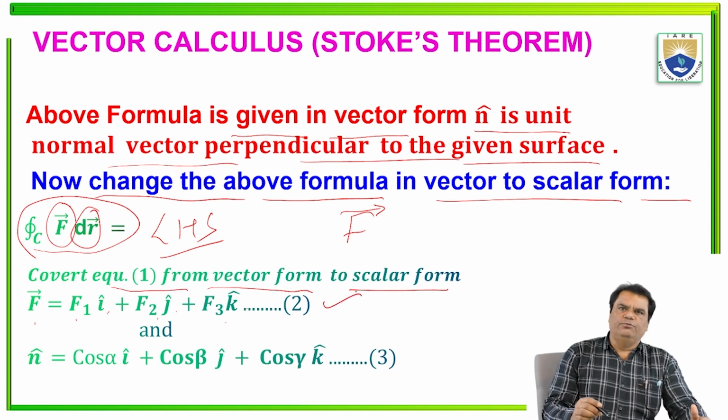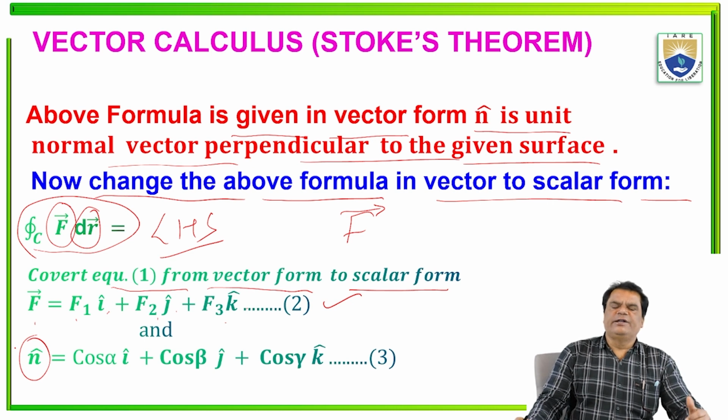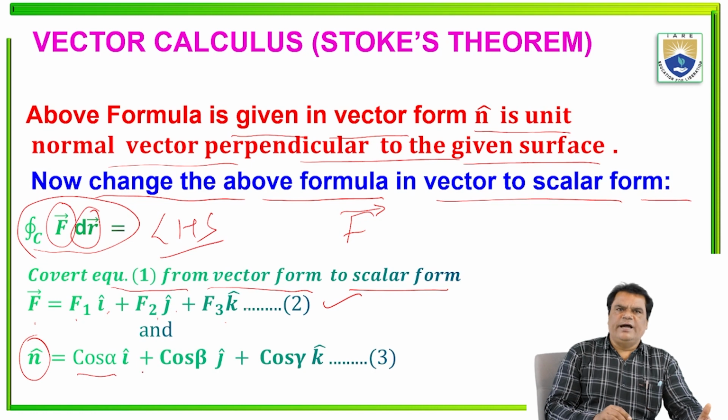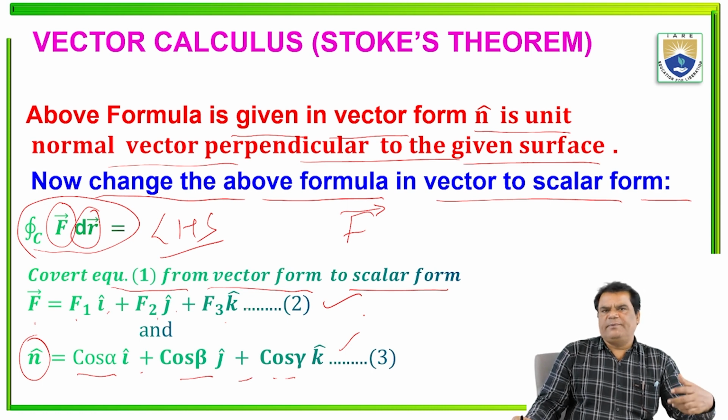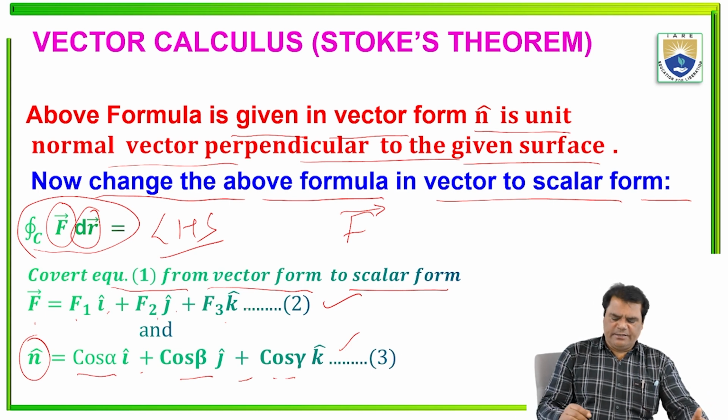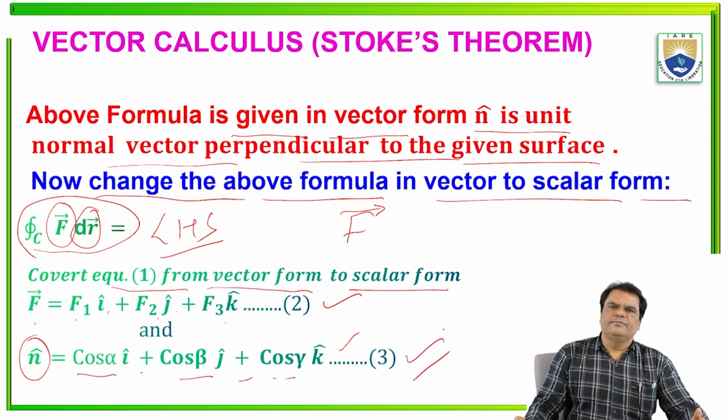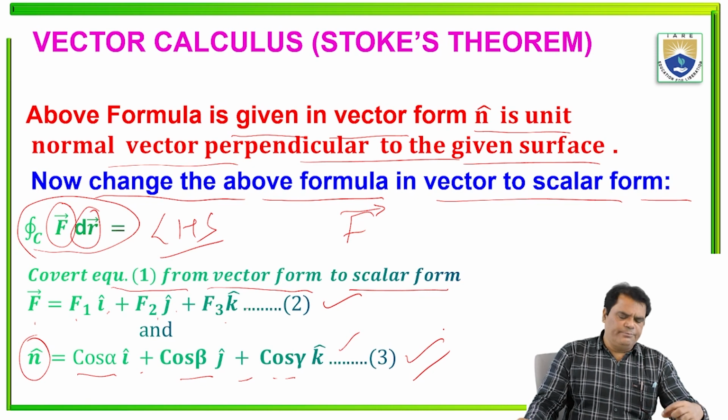So this is equation 2. And the unit normal vector n is cos alpha i cap plus cos beta j cap plus cos gamma k cap, that is, cos alpha i unit vector plus cos beta j unit vector plus cos gamma k unit vector. This is equation 3. This is the value of n cap. This is the value of vector point function f.